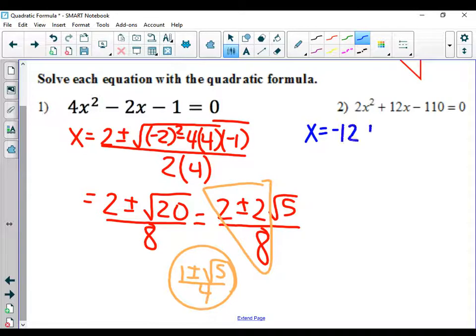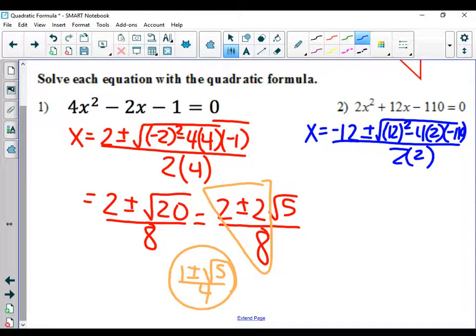x equals the opposite of b plus or minus the square root of b squared minus 4ac, all over 2a. So I end up with 144 plus 880, which gets me 1024. Is 1024 a perfect square? Yes.